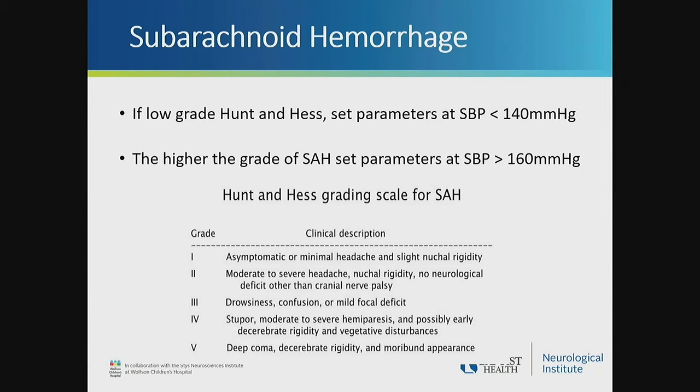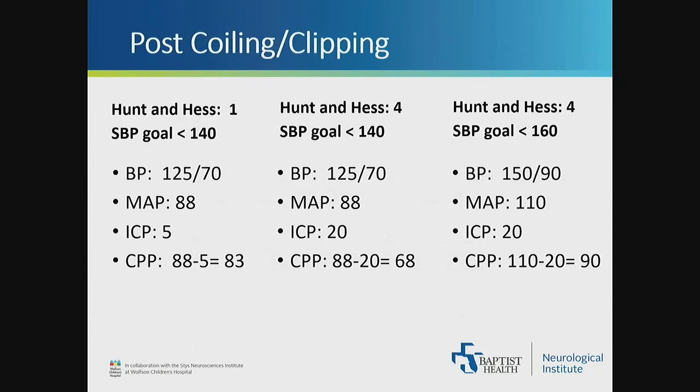So I have 3 patients here. The first one's a Hunt and Hess of 1, so you're very low subarachnoid hemorrhage. You've got a systolic blood pressure goal of less than 140. How we calculated things earlier, your blood pressure is 125 over 70, which makes your MAP 88. If their ICP is only 5, it makes their CPP 83. So you take your MAP minus your ICP.